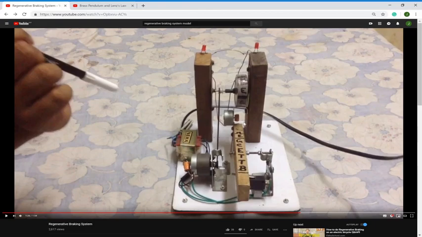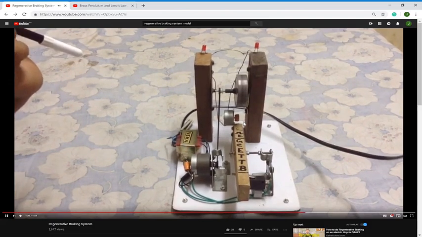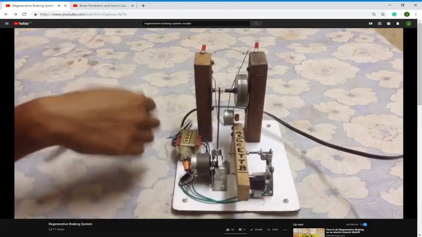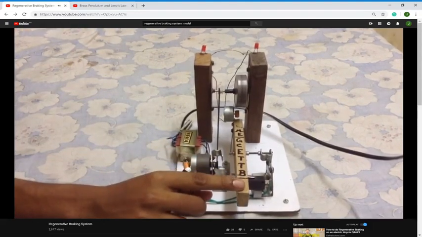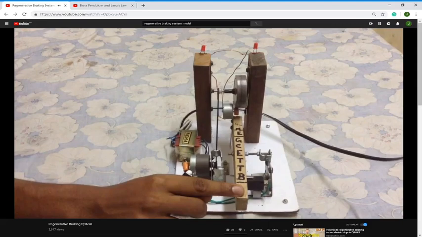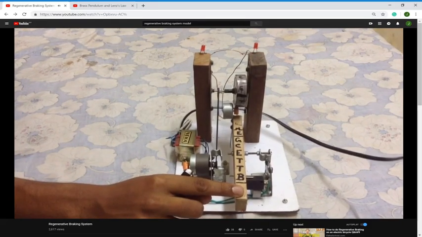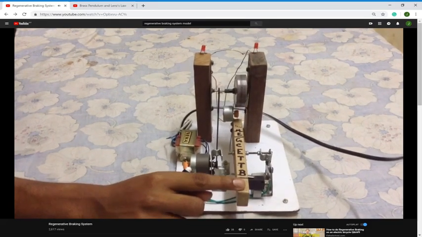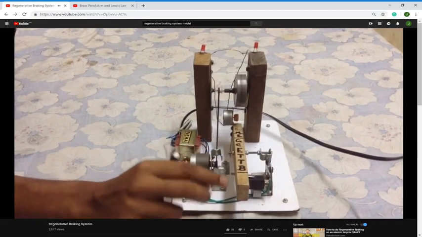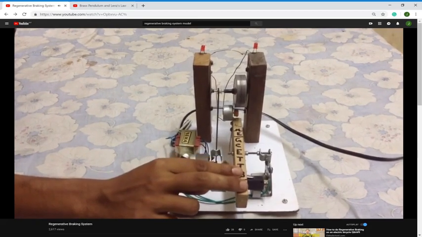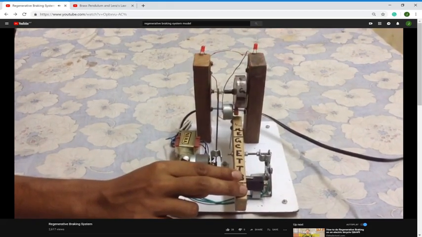Here are some videos that may help you to visualize a regenerative braking system. As you can see, when the driver steps on the brake pedal, the permanent magnet gets closer to the wheels. Due to change in magnetic flux, the wheels stop moving and the bulb lights up, which shows that current is produced.